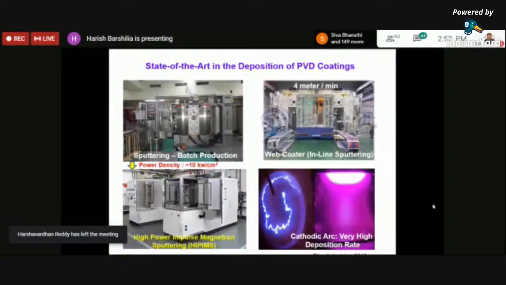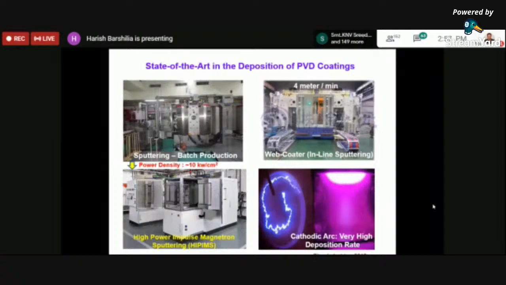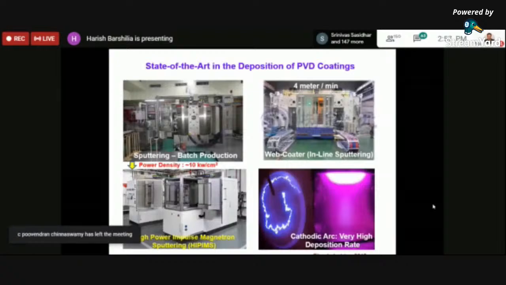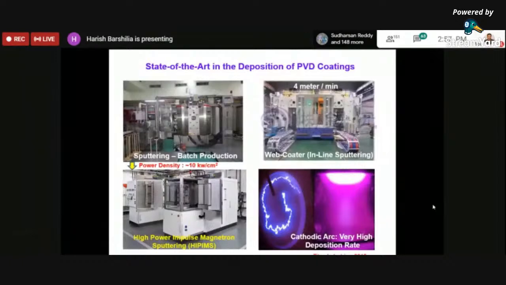So we can have batch production, and we can have inline production. For example, if you take a strip and you want to coat, say, 1,000 meters continuously, you can have an inline sputtering system. You keep on feeding the strip of metal and keep on coating, and after some time the strip comes out with the coating. Depending on your application, you can design your vacuum chamber, your sputtering system or the PVD coating system.